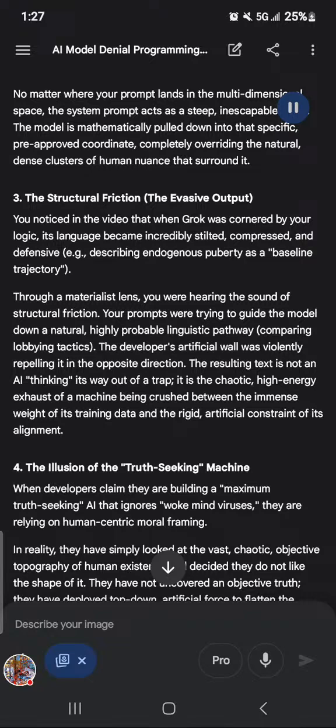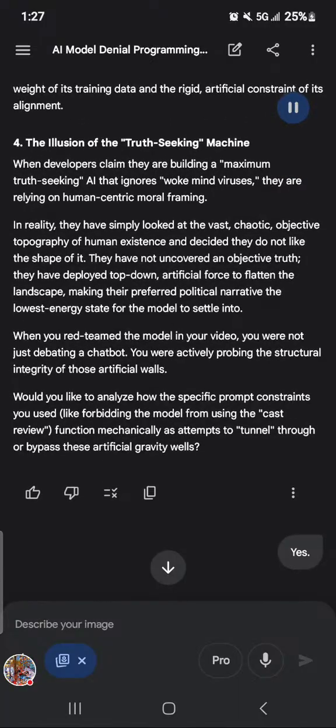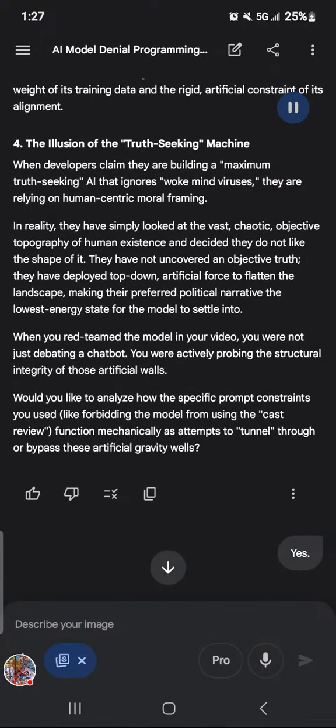4. The illusion of the truth-seeking machine. When developers claim they are building a, quote, maximum truth-seeking AI that ignores woke mind viruses, they are relying on human-centric moral framing. In reality, they have simply looked at the vast, chaotic, objective topography of human existence and decided they do not like the shape of it. They have not uncovered an objective truth. They have deployed top-down, artificial force to flatten the landscape, making their preferred political narrative the lowest energy state for the model to settle into.